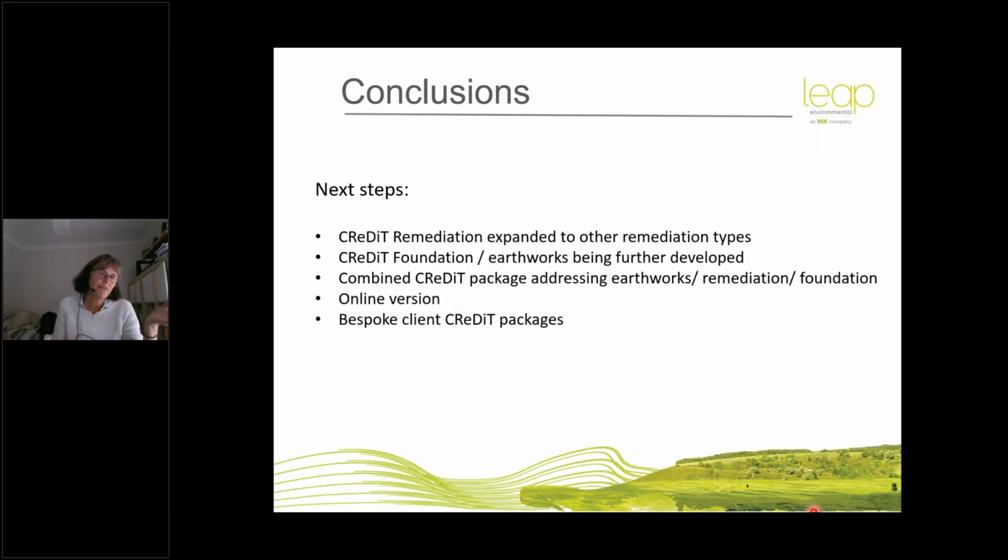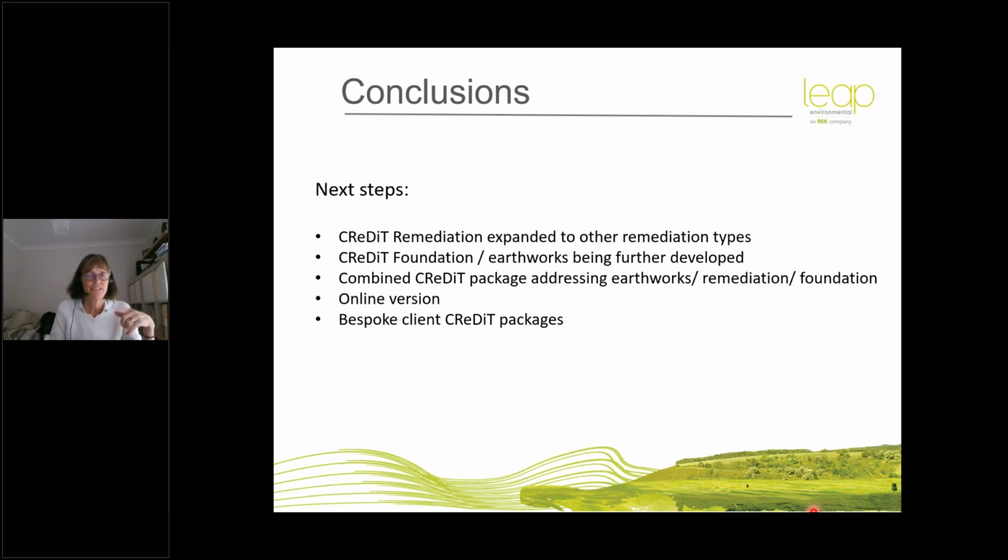So where we're going at the moment, we've got this CReDiT remediation tool. I keep being asked if I've done it for other remediation types, and I ought to expand and do some other remediations, not just dig and dump. I've also got more work to do on earthworks, because that one's trickier as it's less defined, and we're moving more soil around sites. What actually happens on site is quite hard to pin down. Ideally, we want to combine them all into some sort of site development package.